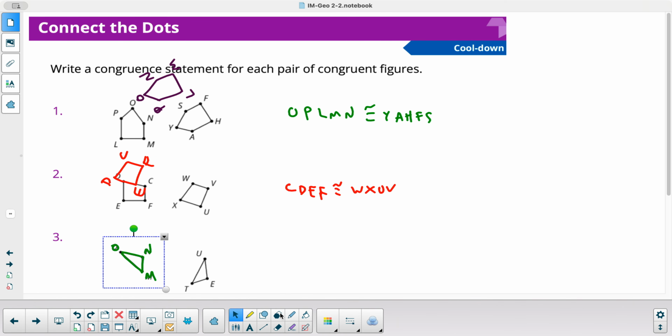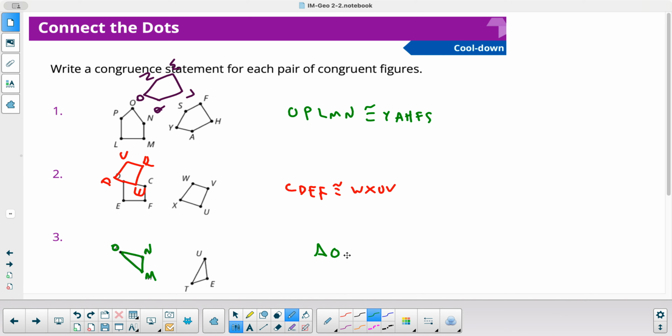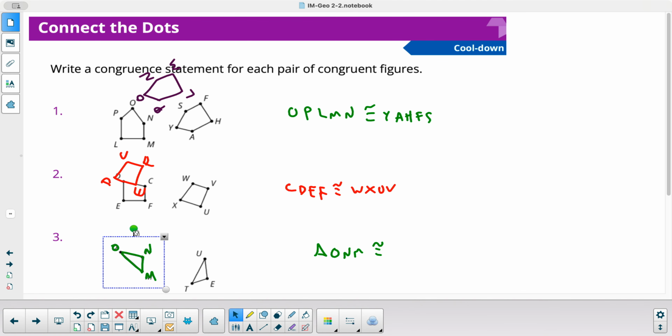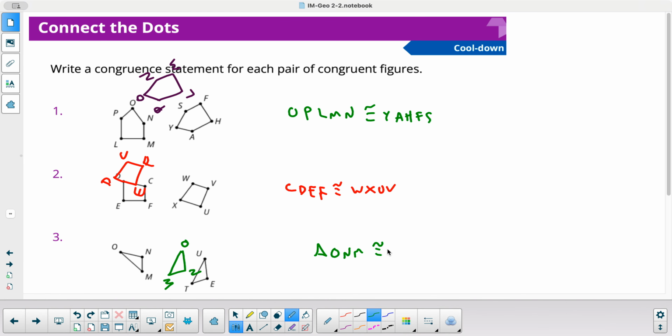So O, N, M. Put the triangle symbol there. Triangle O, N, M is congruent to, right there, O is with U, N is with E, and M is with T. So triangle U, E, T.